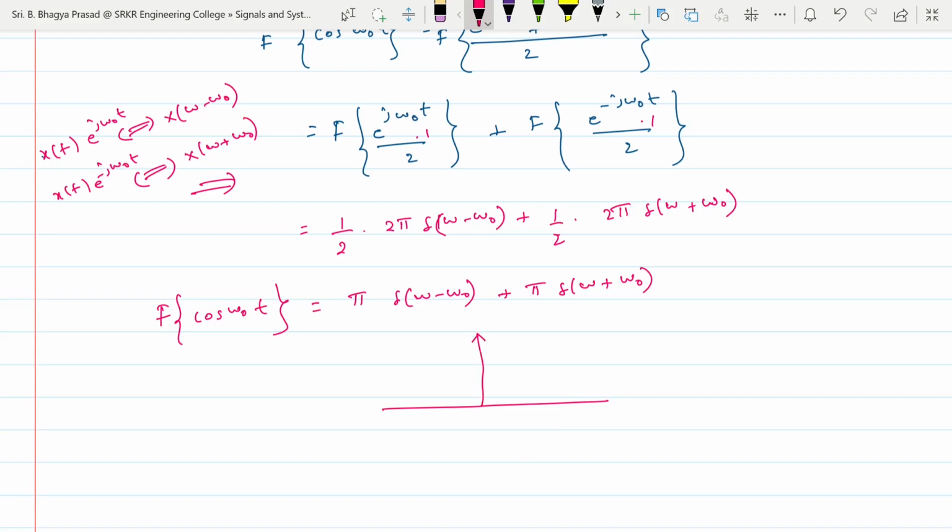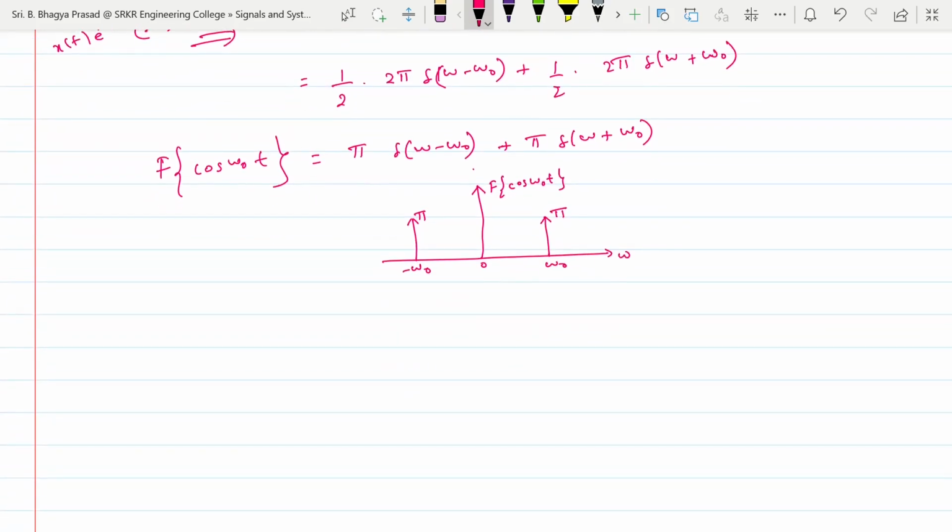In the frequency domain, this gives two impulses at omega naught and minus omega naught with strength pi. So the Fourier transform of cos omega naught t has frequency components at omega naught and minus omega naught with strength pi.